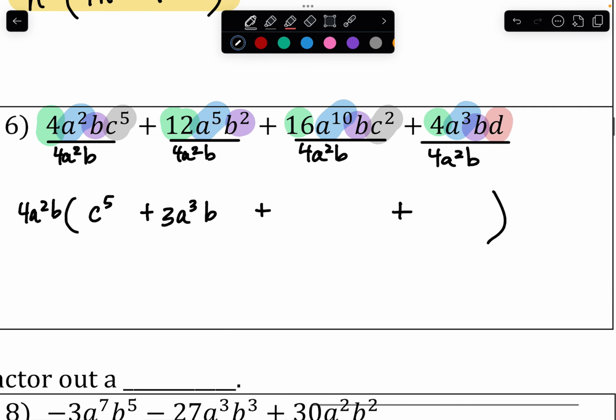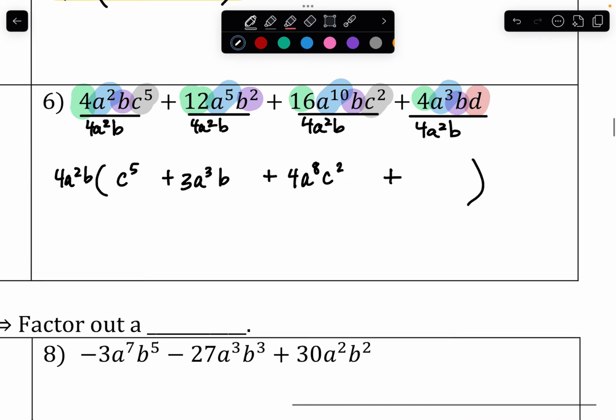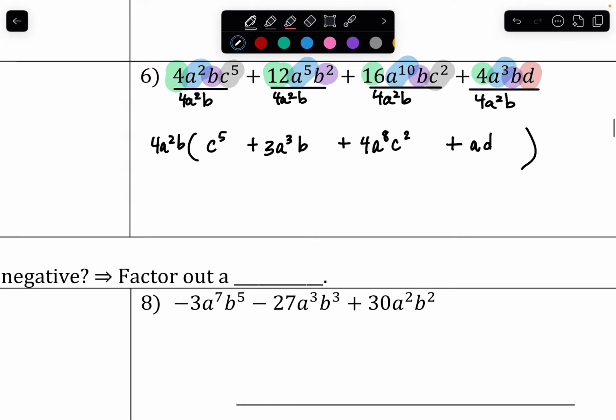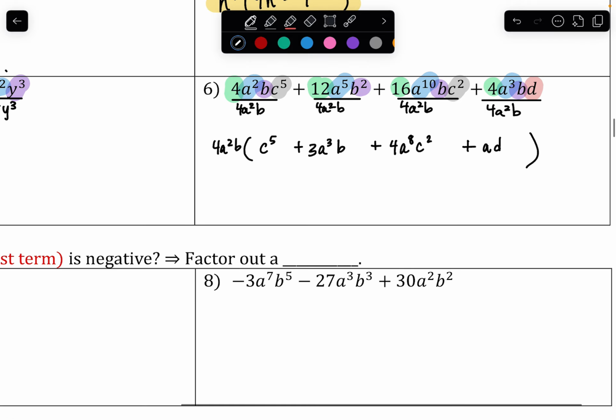Third term, 16 over 4 is 4. A10 over a2 is a to the 8th. B over b cancels. C squared can't change. 4 over 4 is 1. A cubed over a squared is a. B over b cancels, and then we have D. And so this would be our final answer.